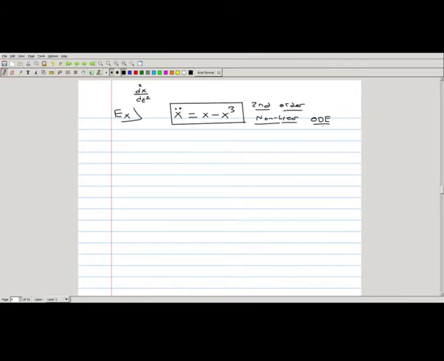So you can ask, well, what do we do? And the easiest thing to do is to rewrite this as a system of first-order ODEs by defining a new variable y as x prime, the derivative of x. We can rewrite this system of ODEs as x prime is equal to y. And because y is equal to x prime, y prime is equal to x double prime, so y prime is equal to x minus x cubed.